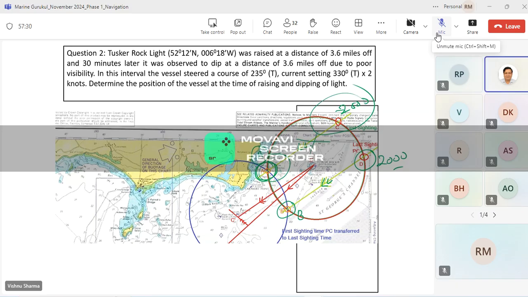So for me, the answer would be where the Tusker Rock was raised. It was raised at this point. I'll give the lat long of this point in the answer sheet. This is where it got dipped. And we have learned now how to transfer a position circle. Please let me know if you have not understood anything. It doesn't matter whether both circles have the same center or different centers, whether they have the same radius or different radius, it doesn't matter. It doesn't change the way of working it.